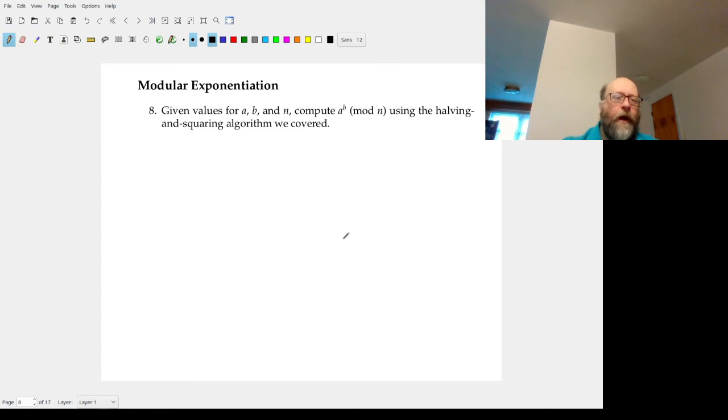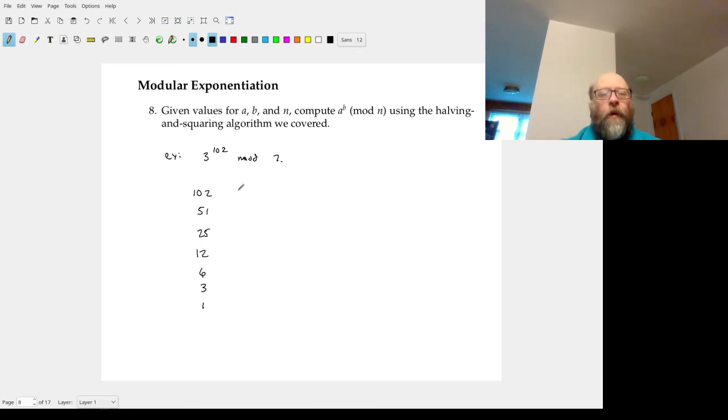So, all right, number 8, modular exponentiation. Given values for a, b, and n, compute a raised to the b power mod n using the halving and squaring algorithm. For example, if I wanted to do 3 raised to the 102 mod 7, this shouldn't be too bad. We start with 102 and divide it by 2, dropping the remainder if there is a remainder. And we get these values here.